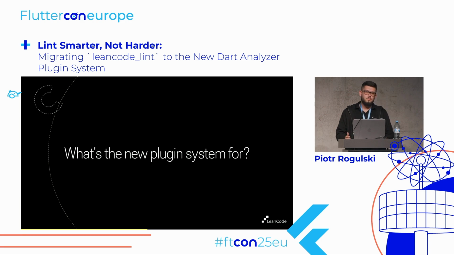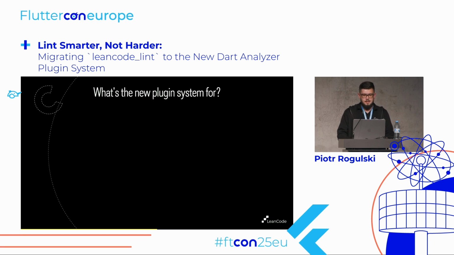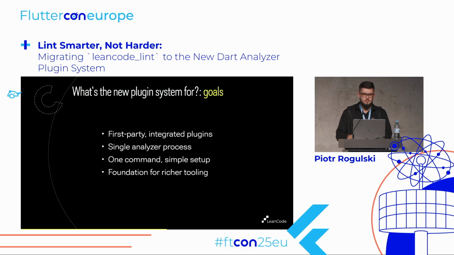So now that we know what custom lints are, why am I talking about the new plugin system and what it's for? The new plugin system was mentioned today at the keynote, so I'd like to expand on what this plugin system is and what it can do for us. Basically, in a nutshell, it's a way to write custom lints as a first-party plugin that's integrated in the analyzer process.